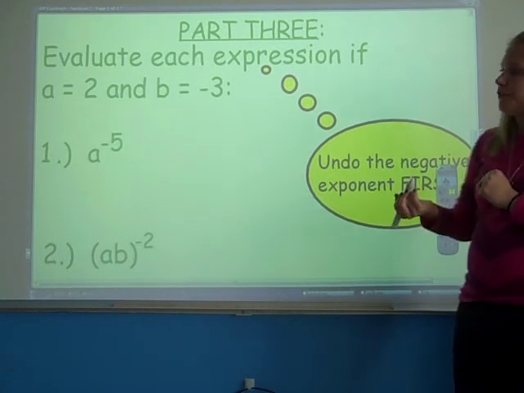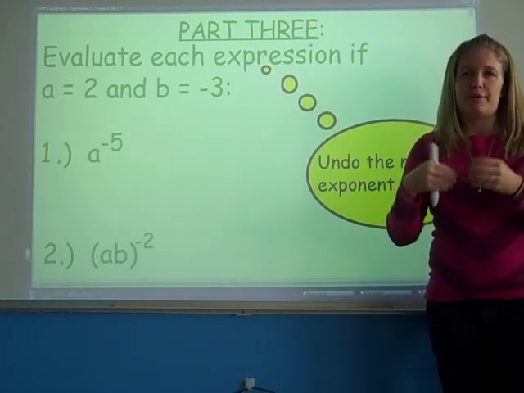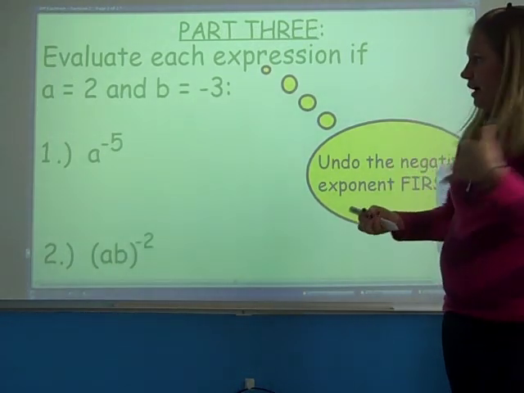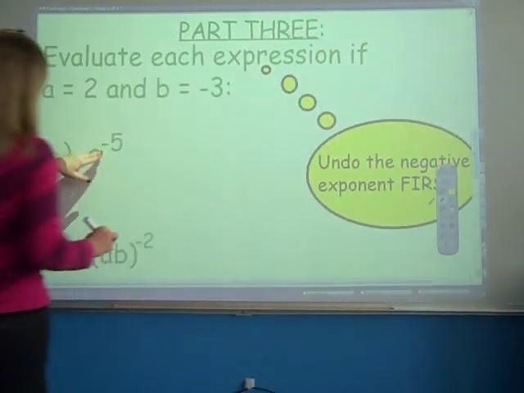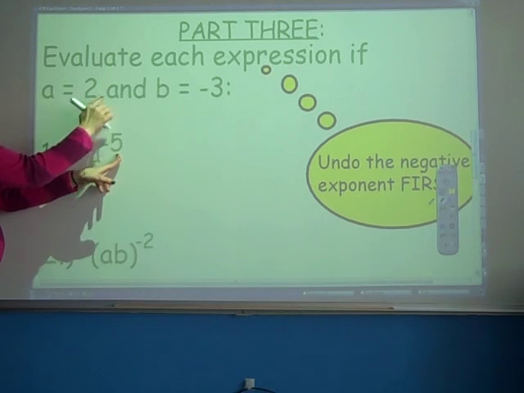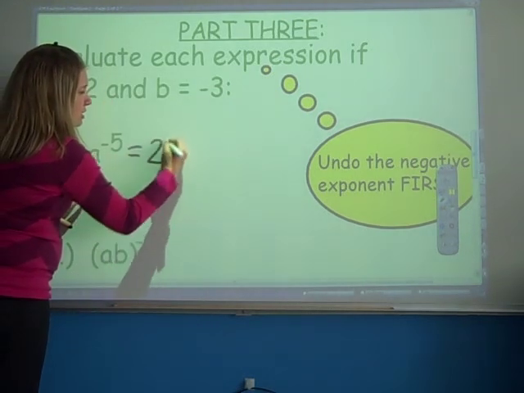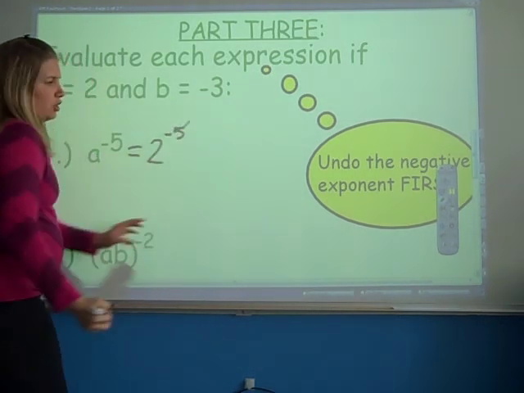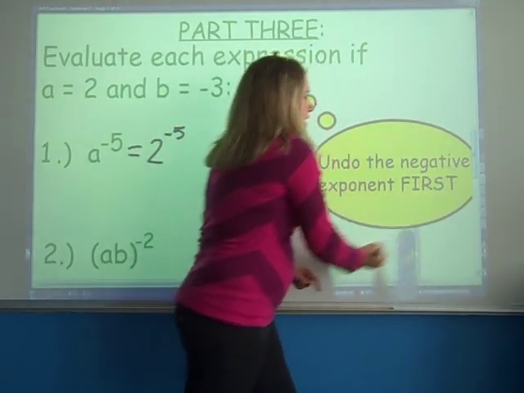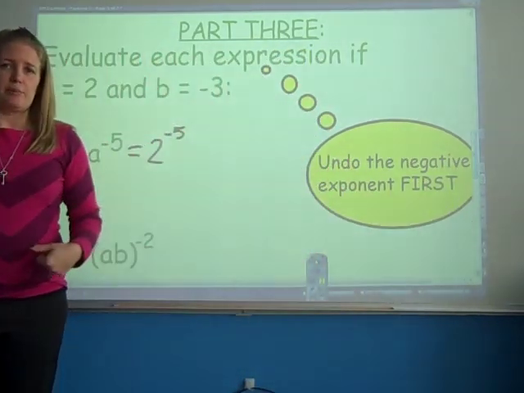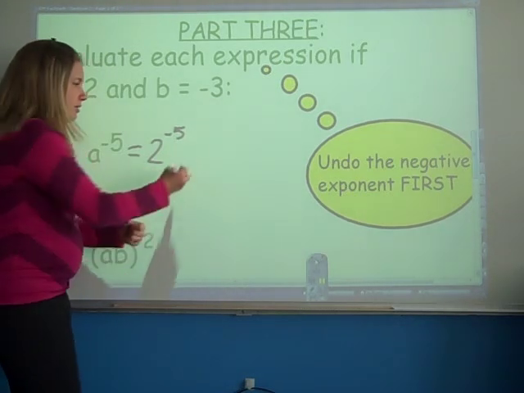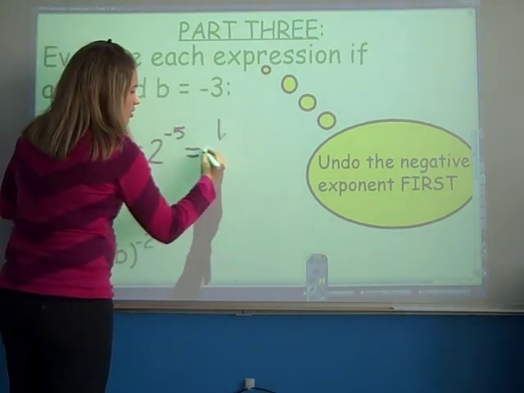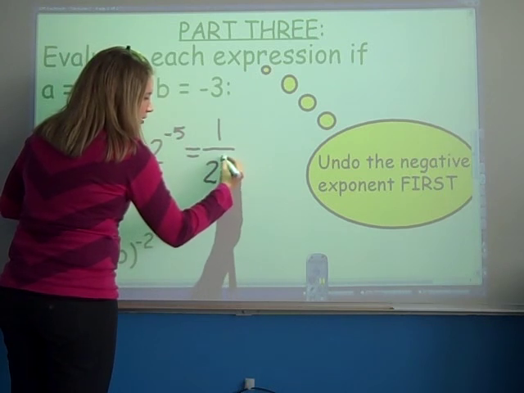Part 3, the last part for today, is actually evaluating. You're going to be substituting in and simplifying the whole expression as far as you can go. So a to the negative 5th, a is 2. So this means 2 to the negative 5th. You'll notice my little bubble over here that says undo the negative exponent first. You can't do anything with this until you make this a positive exponent. This equals 1 over 2 to the 5th power.